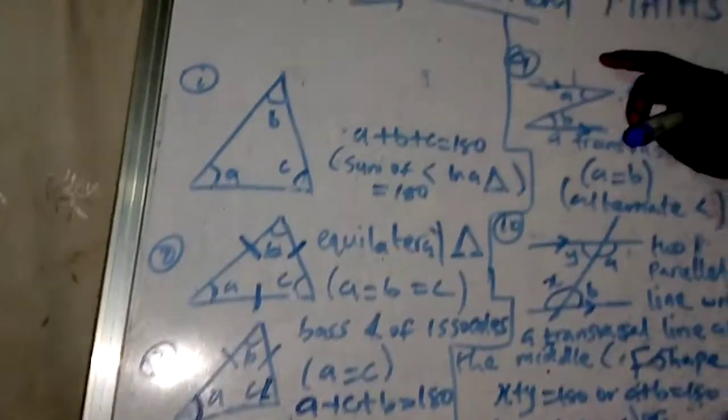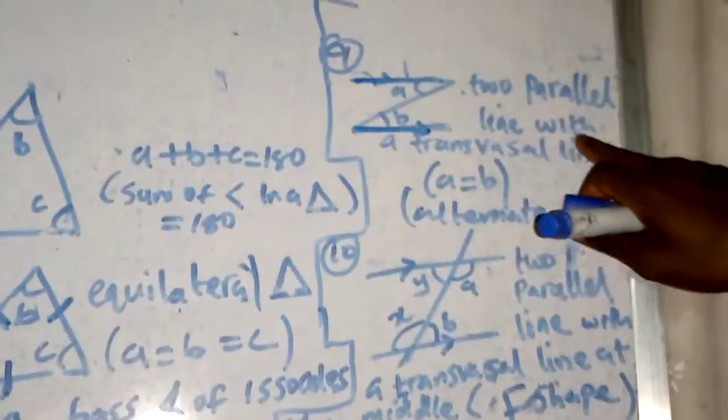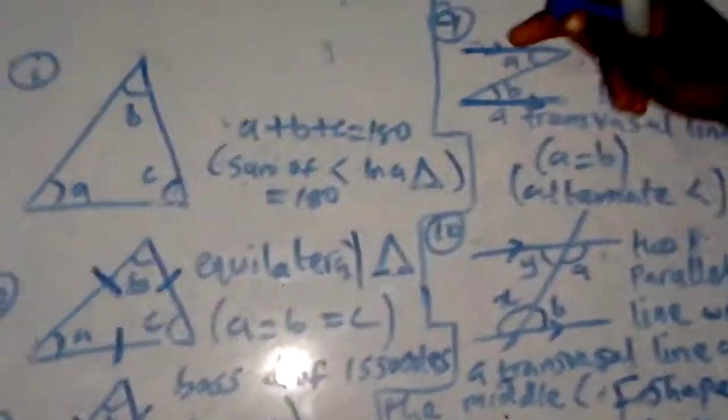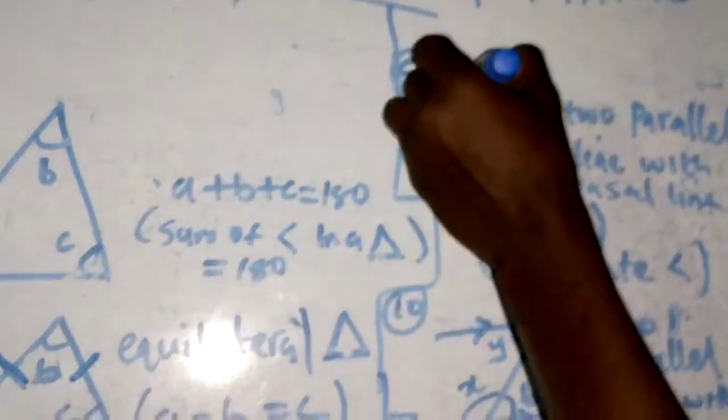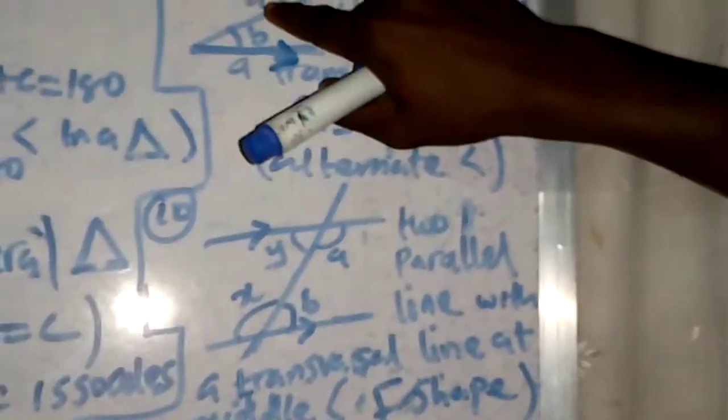Now let us move to the next rule, the next reason. The next reason says, looking at this, these are two parallel lines with a transversal line. This is the parallel line. This sign indicates that they are parallel. This is a transversal line linking both together. So you must know that angle A equals angle B.